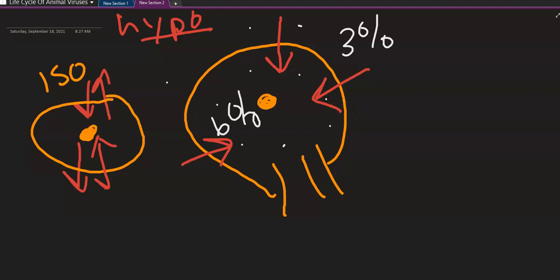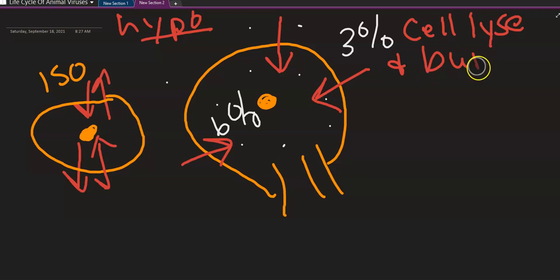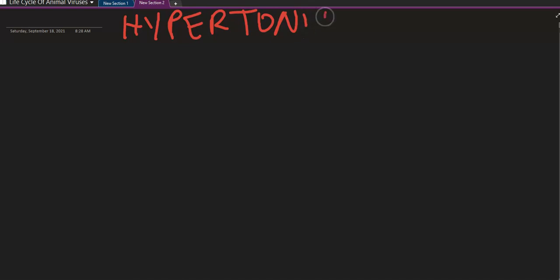It's going to move into the cell, and the cell can lyse, it can rupture and burst. And that is what is going on here. This cell is rupturing or bursting, and that would harm the cell, obviously. If the cell ruptures, the cell's probably going to die, right? Next, we're going to look at a hypertonic environment. If hypo means below, hyper means above.